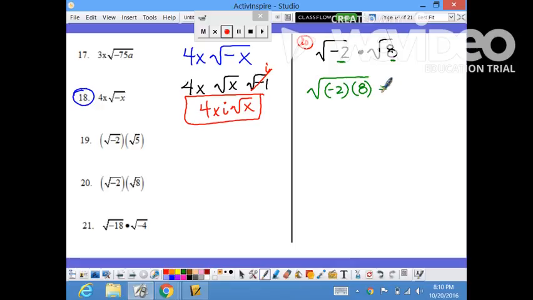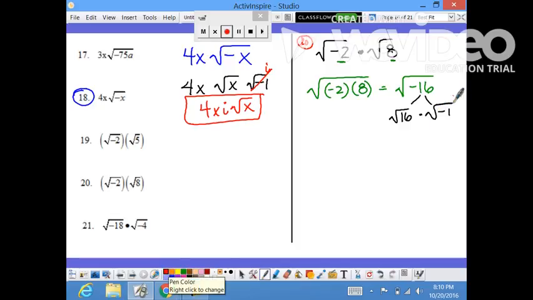Well, we know that negative 2 times 8 is negative 16. So you're looking at the square root of negative 16. Now let's break that down. Okay, so you have the square root of 16 times the square root of negative 1. Remember, the square root of negative 1 is what? It's i. What's the square root of 16? 4. So the answer is 4i. Okay, so that's number 20.